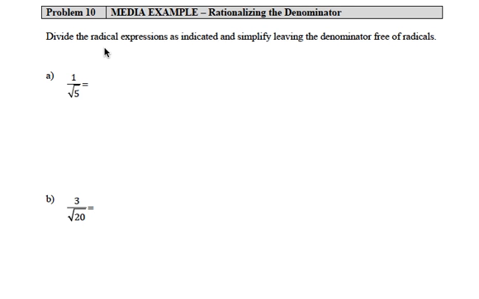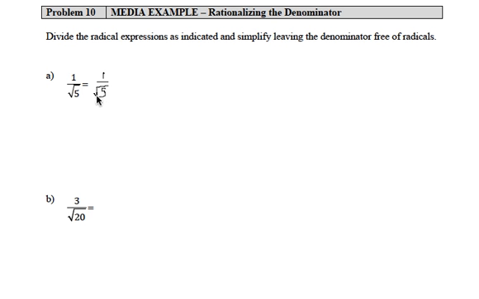In this problem, we're going to be dividing radical expressions and simplifying, leaving the denominator free of radicals. This is also called rationalizing the denominator. So I want to recognize when I have something like 1 over the square root of 5 that I cannot leave a radical in the denominator and have that fraction be in simplified form.